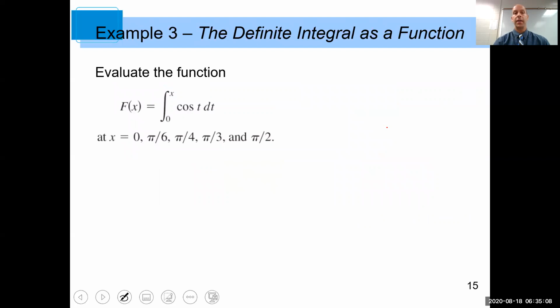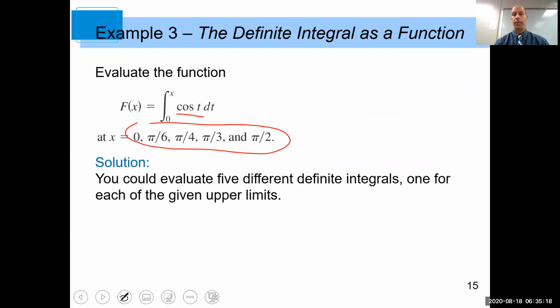The reason is, consider, let's say I'm going to integrate the function cosine x, but I have to do multiple integrals. So for example, you could evaluate 5 different definite integrals, one for each given upper limit. Or what you could do is just use the fundamental theorem of calculus part 2 to do the integration once and then just evaluate. I don't know if that makes sense. Let me say that again. When you do it this way, you're only integrating once, and then you're just using evaluation to get your answers.